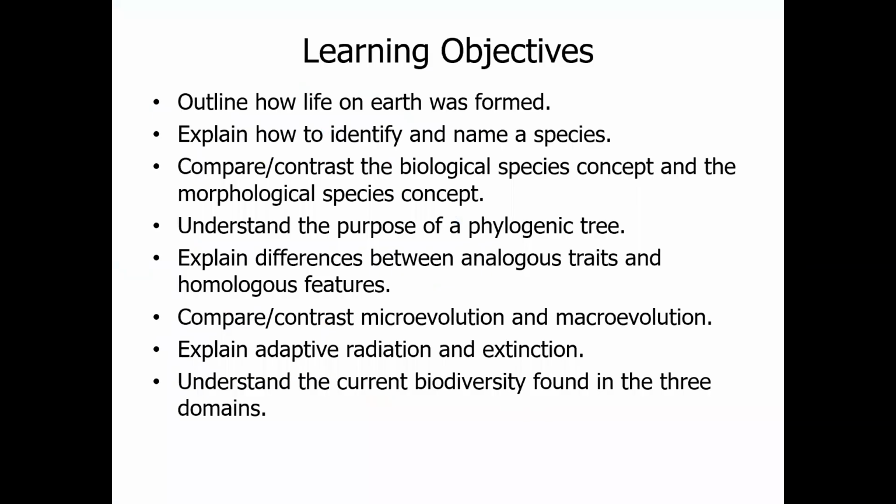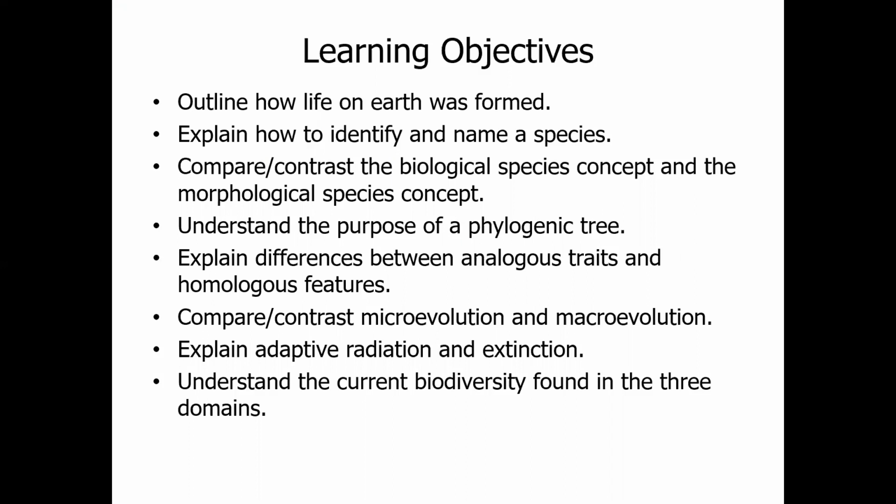So, learning objectives for this week. We're going to talk about how life on Earth initially was formed. We're going to identify and name a species in terms of how we actually do that. We'll talk about the biological species concept and how that tells us what one species is and what a species is not, and also some pitfalls with the biological species concept and how the morphological species concept kind of helps us out with that. We'll talk about what is a phylogenetic tree and how we actually construct those.